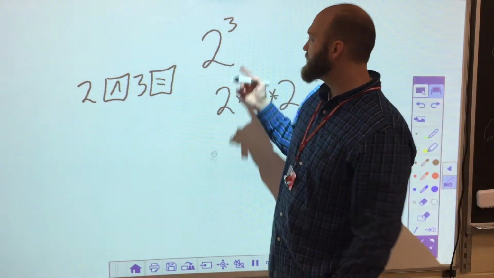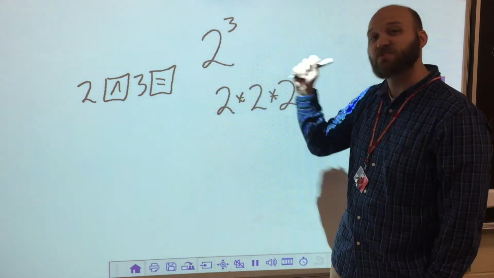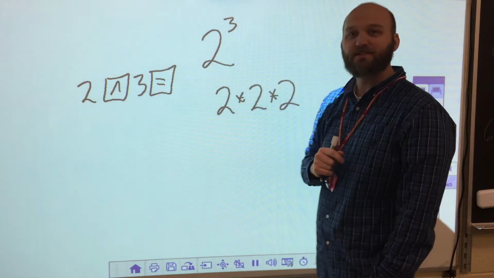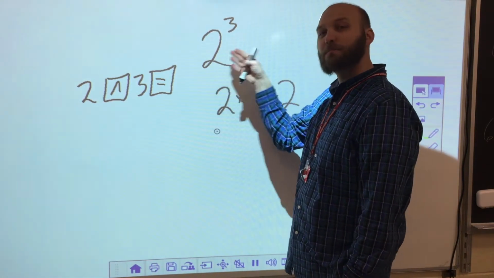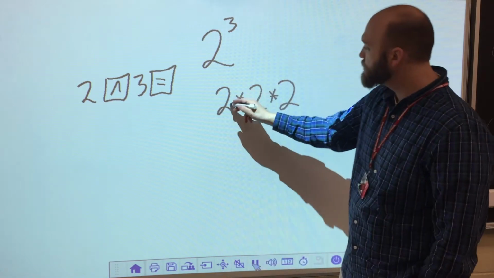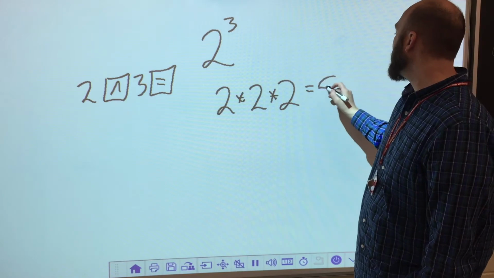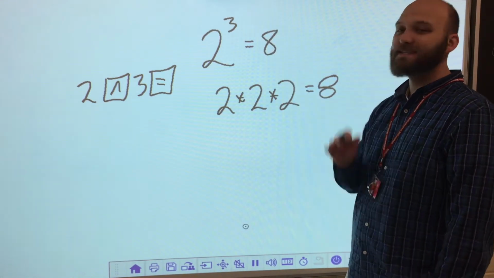It's a number that's being multiplied over and over again by itself. So this is a shortcut. And what I find is one of the biggest things that people get wrong is they look at this and say, well, that's 2 times 3, and that's 6. Or I have 3 2's, and that's 6. That's not the case. I'm multiplying 2 by itself 3 times. 2 times 2 is 4, times 2 equals 8. So again, 2 to the third power is 8.